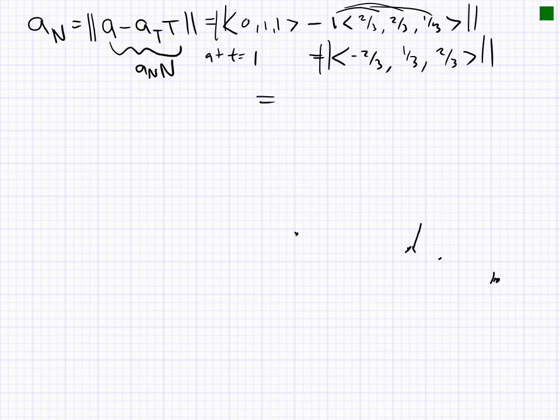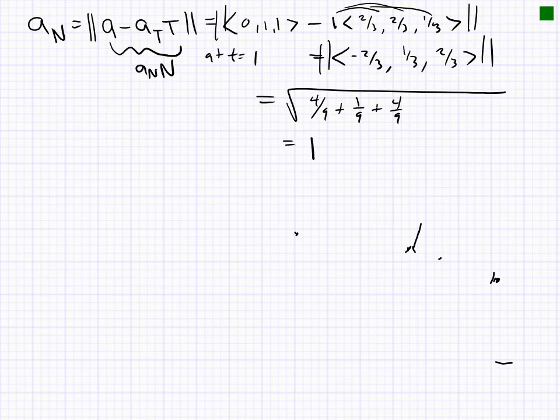And so the magnitude of that is going to then be the square root of 2/3 squared, which is 4/9, plus 1/3 squared, which is 1/9, plus 2/3 squared, which is 4/9. And so what you end up getting here is 4/9 plus 1/9 plus 4/9 is 9/9, which is 1. Square root of 1 is 1. So a sub n is also 1.